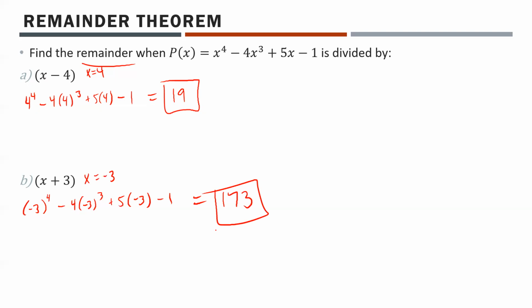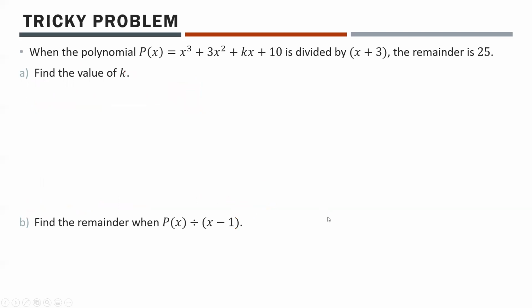Double checking my work there. Yeah, it looks like I punched in everything correctly. So 173. That's a huge remainder, but 173 would be our remainder there. And again, if you're ever not sure, you could always use synthetic division and it'll come out as your remainder there. But nobody's got time for that. Let's be real here. Moving on.